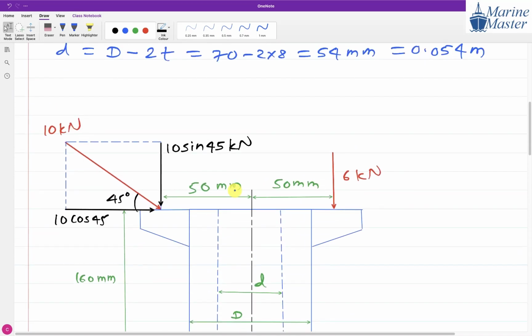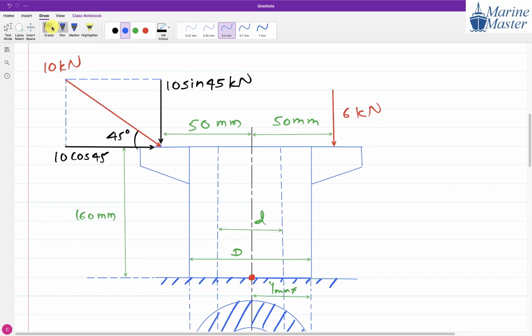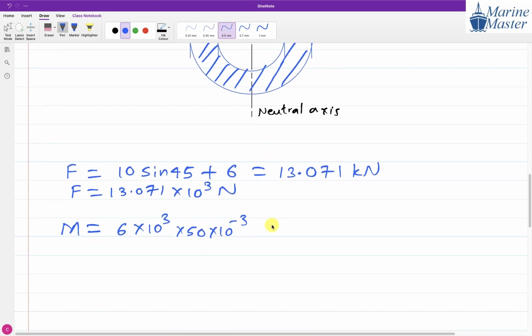Then the next thing will be what, everyone? Next effect, 10 sin 45. Clockwise, counterclockwise about this point? Counterclockwise. So minus or plus? Minus. So minus 10 sin 45 into 10 raised to the power 3 Newton into 50 into 10 raised to the power minus 3 in meter. Force is in Newton, distance is in meter.